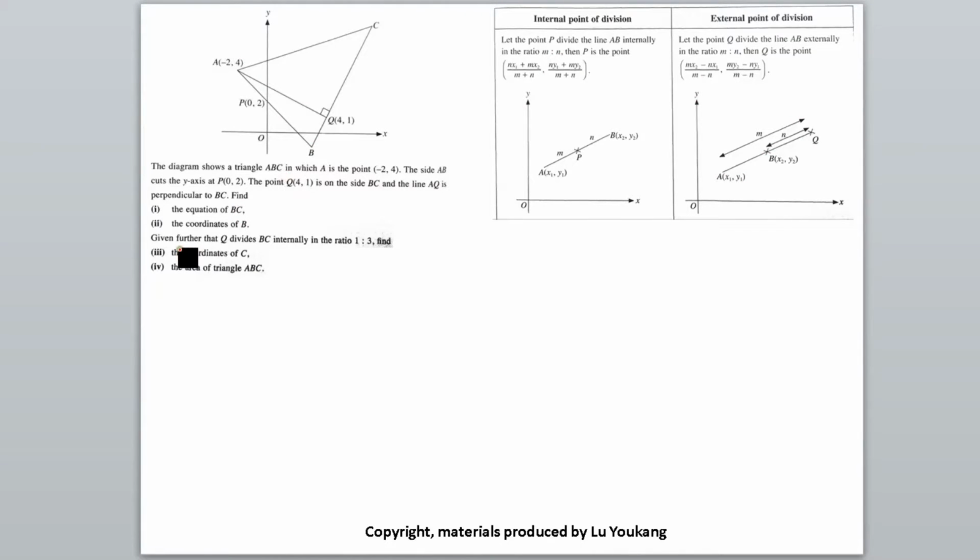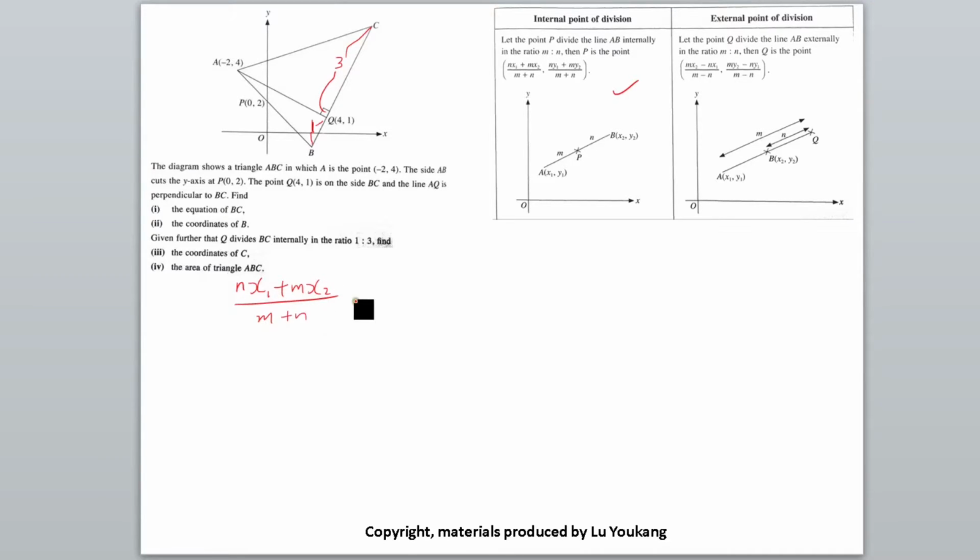Over here, we are to find the coordinates of C. And what do we know? We know that BQ to QC is 1 to 3. Therefore, we can use the internal point of division on your right. Simply, you can just make use of this formula. Over here, your M is 1, your N is 3.